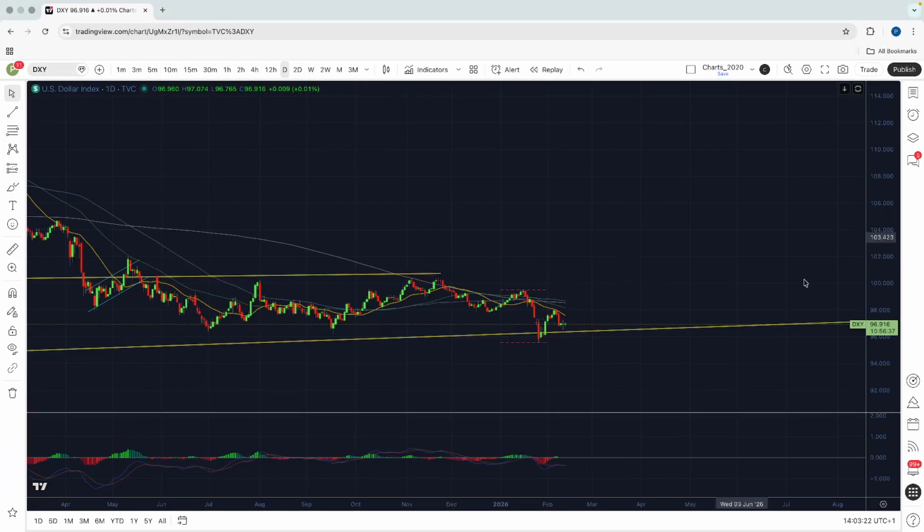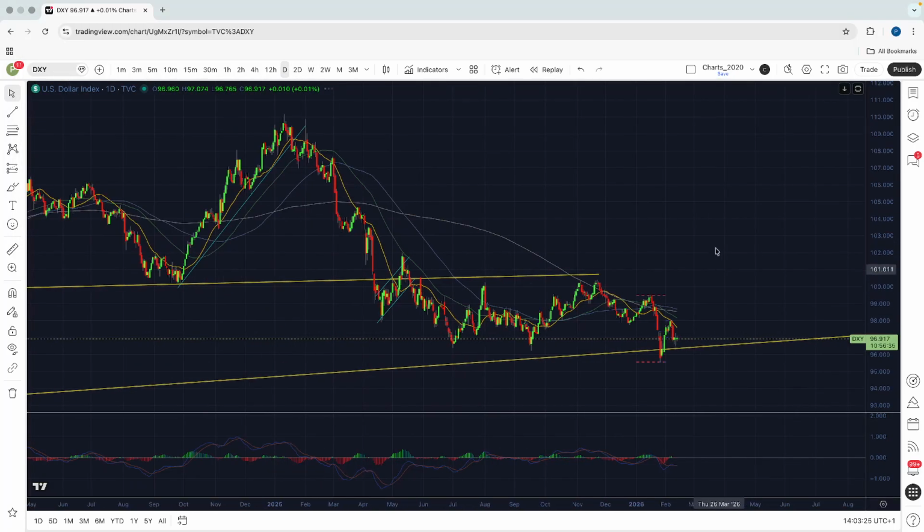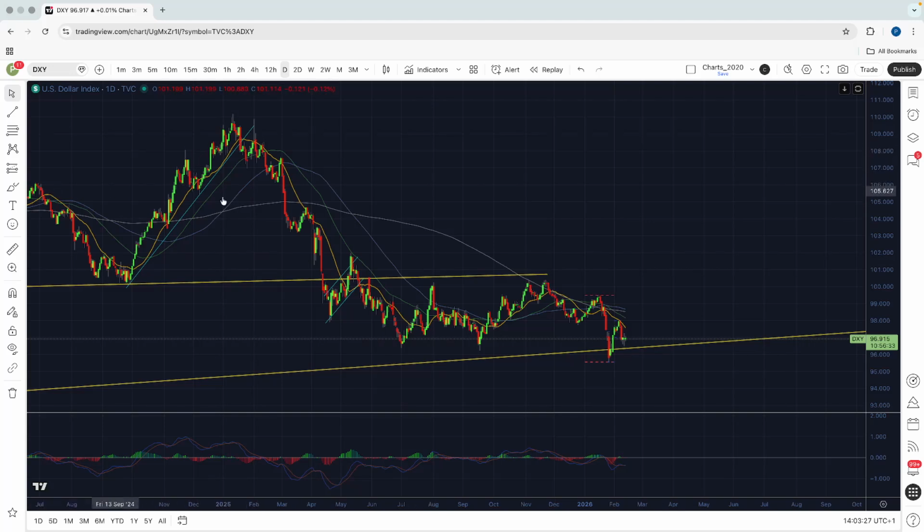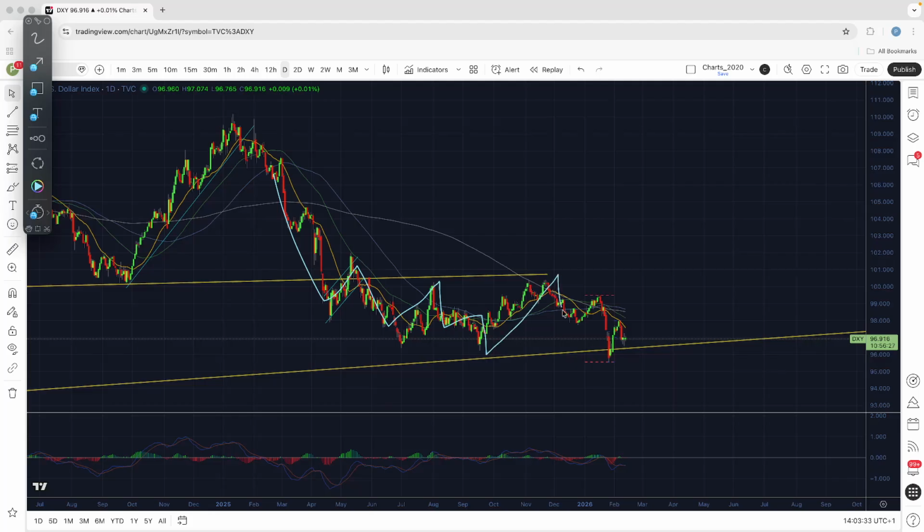So what's happening on the daily here? Well, we had a series of impulse, correction, last impulse, bigger correction, and another one again. And what's happening here? You can see that it's smoothing out, right?